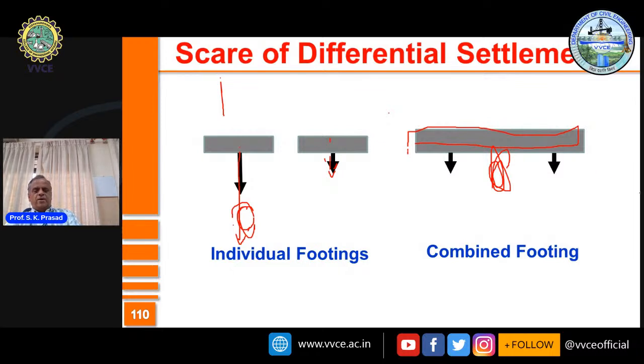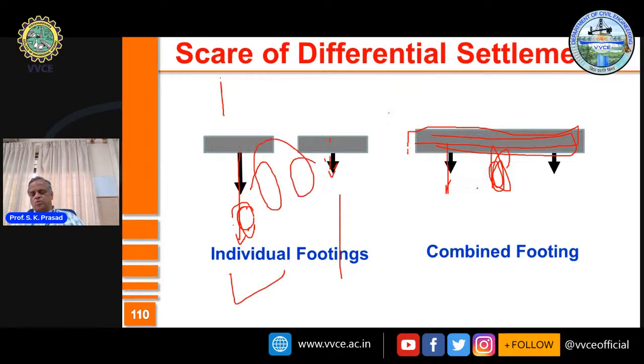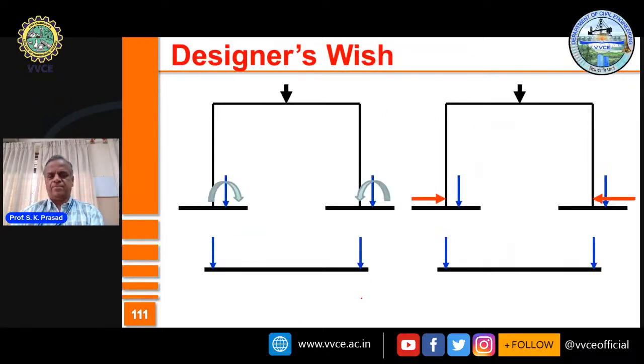So one simple way of solving that problem is to combine the foundations together. Then one portion may try to settle more, but since it is a combined foundation, it doesn't allow that. Slightly more settlement may be there, but it will be much less than in a situation when you have two isolated footings. So to take care of differential settlement, instead of providing two isolated footings, you decide to go for a combined footing.